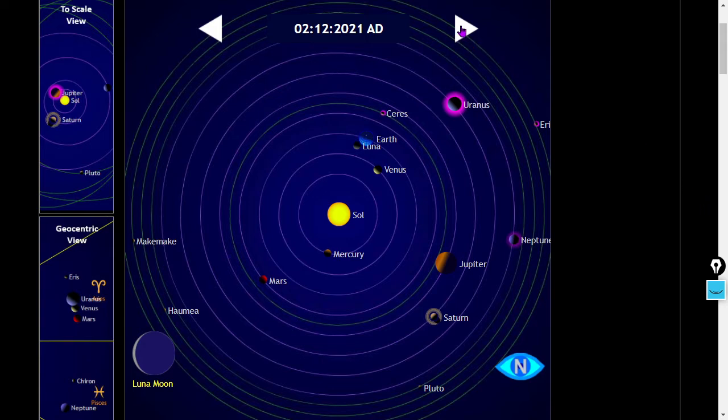Next, a diagram of the solar system and a 7-day forecast. Here's where things are now. And there's where things will be in a week on the 9th.